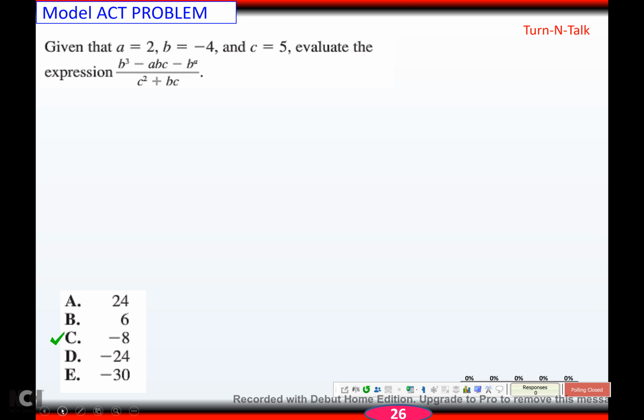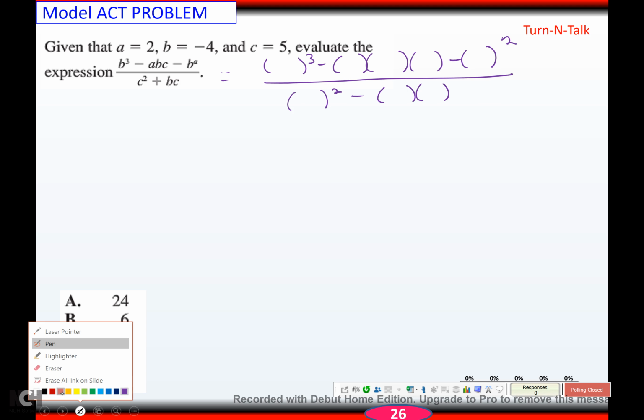Alright, hopefully you got -8. So they're telling me to evaluate this using these numbers. So again, the first thing I do is I rewrite my problem and I protect my letters that I'm going to change. I don't know what that is. I think that's a 2, I decided. Over c squared minus b times c.